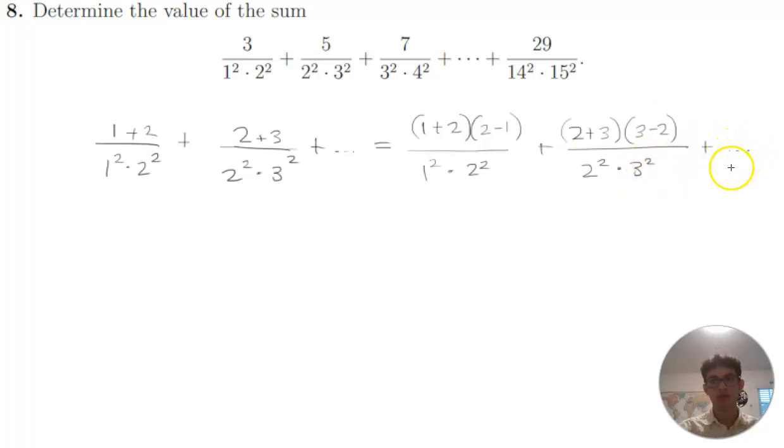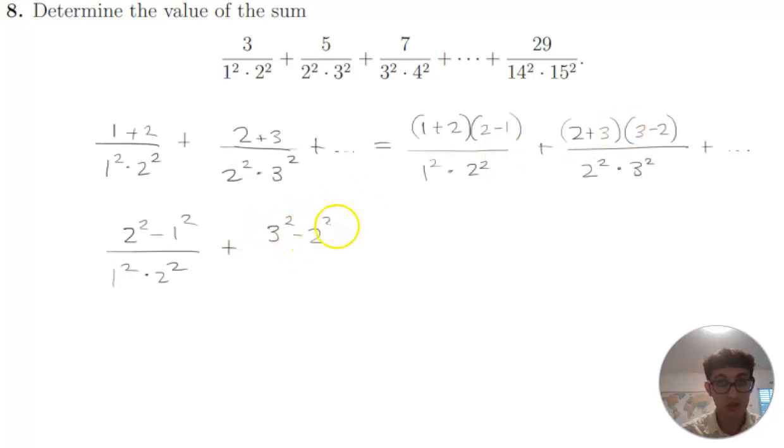Okay, so sure, this helps us a little bit maybe, but in fact, it might look even more complicated to you. So let's see, what does this look like to you? Well, this is (a plus b) times (a minus b), or I should say (a plus b) times (b minus a), but that's the same thing, right? And so this can be written as (2 squared minus 1 squared) over 1 squared times 2 squared, plus (3 squared minus 2 squared). That's another pattern that you could have noticed right off the bat. 2 squared minus 1 squared is 3. 3 squared minus 2 squared is 5. This is just the idea of difference of squares, right?